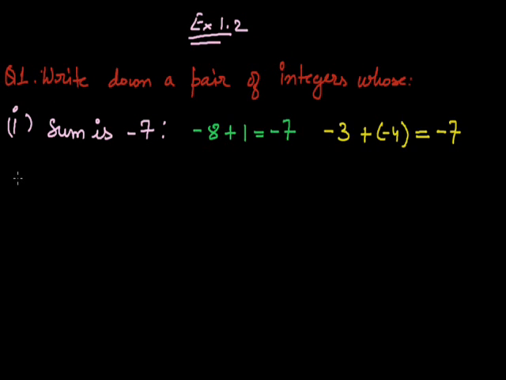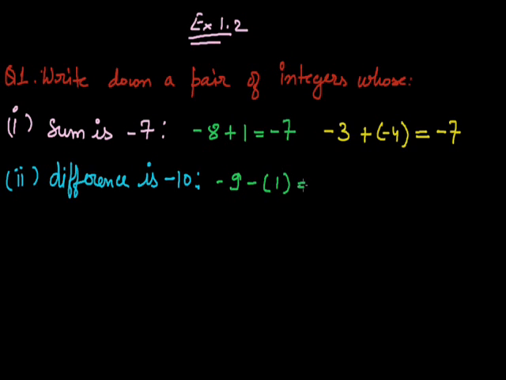Now the second part is: difference is -10. So we have to find two integers whose difference is -10. Now we can choose -9 and 1 whose difference is -10. If you take -9 and subtract 1 from it, you will get -10. For a second pair, you can choose -11 minus -1. If you subtract -1 from -11, you will again get -10. So you can choose any one of the pairs.